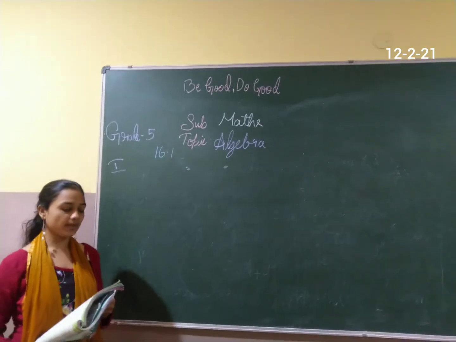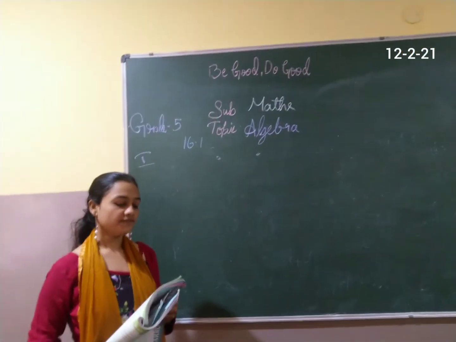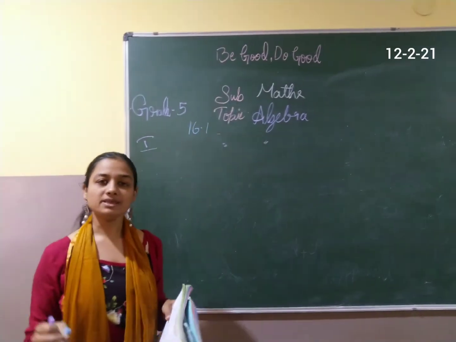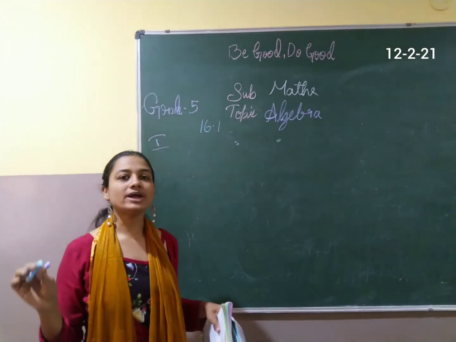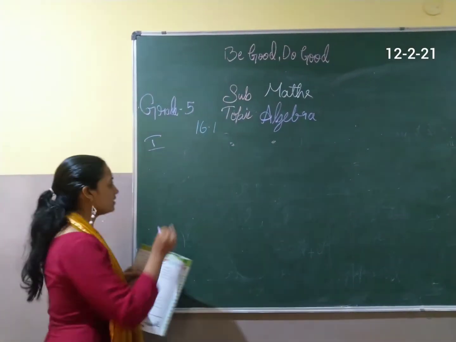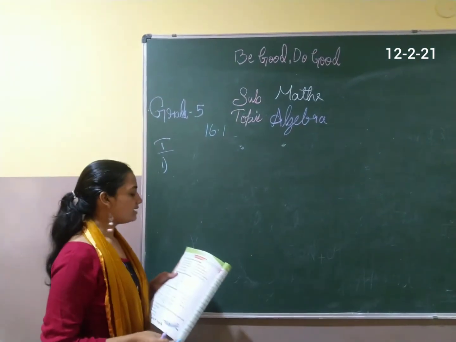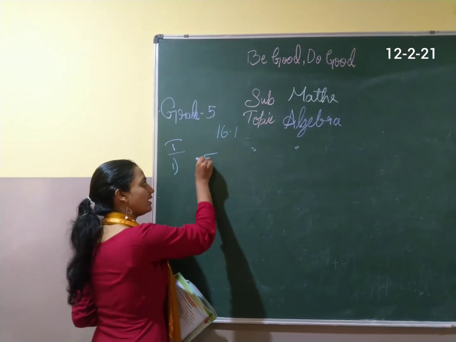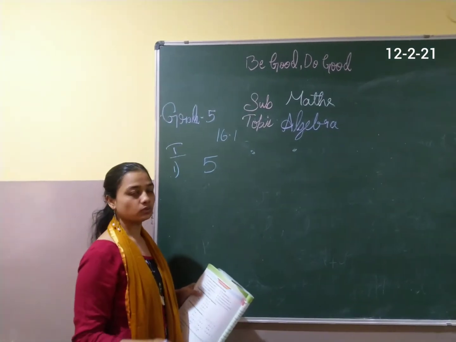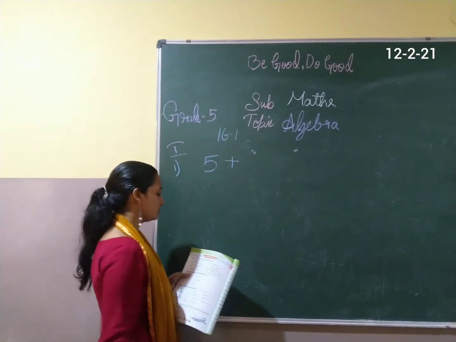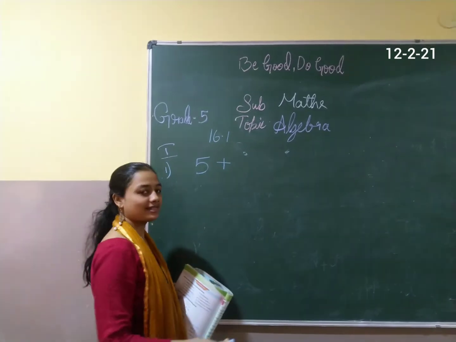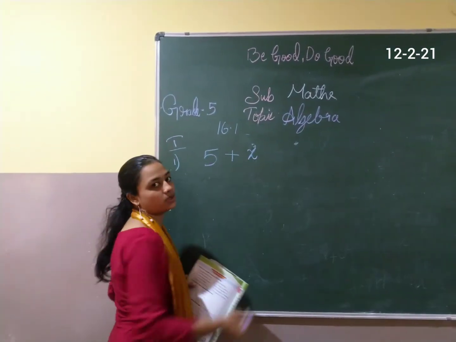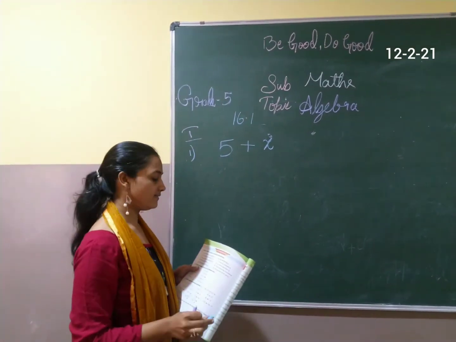Look at the first one. Write or frame an algebraic expression for the following. That means they have given a sentence, you have to write it as an equation. So first one, 5 is added to a number x. So what is given? 5 is added to, so you should write plus, to a number x. So I write x. So this is the equation for the sentence given there.